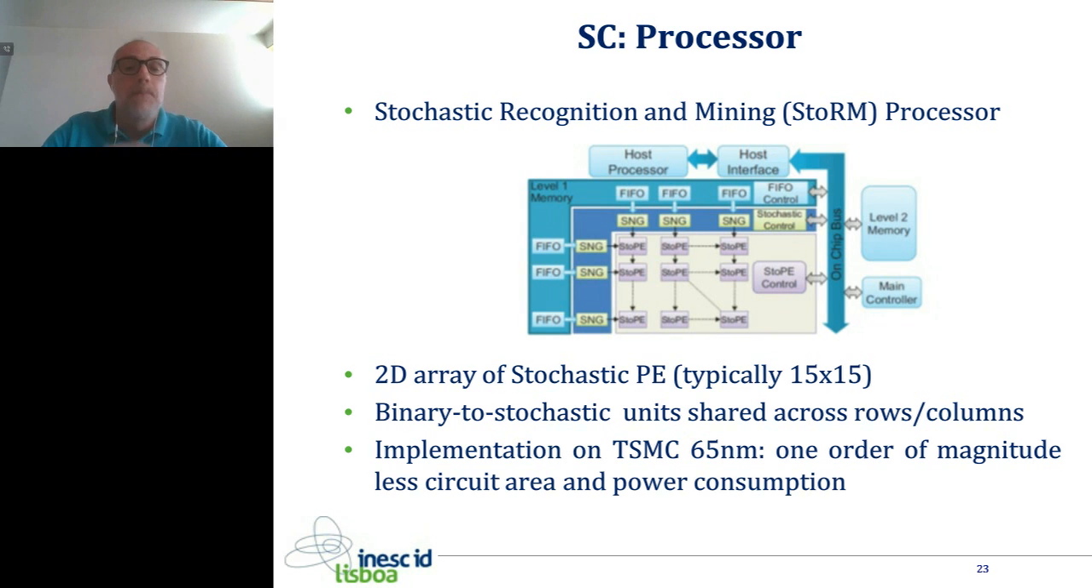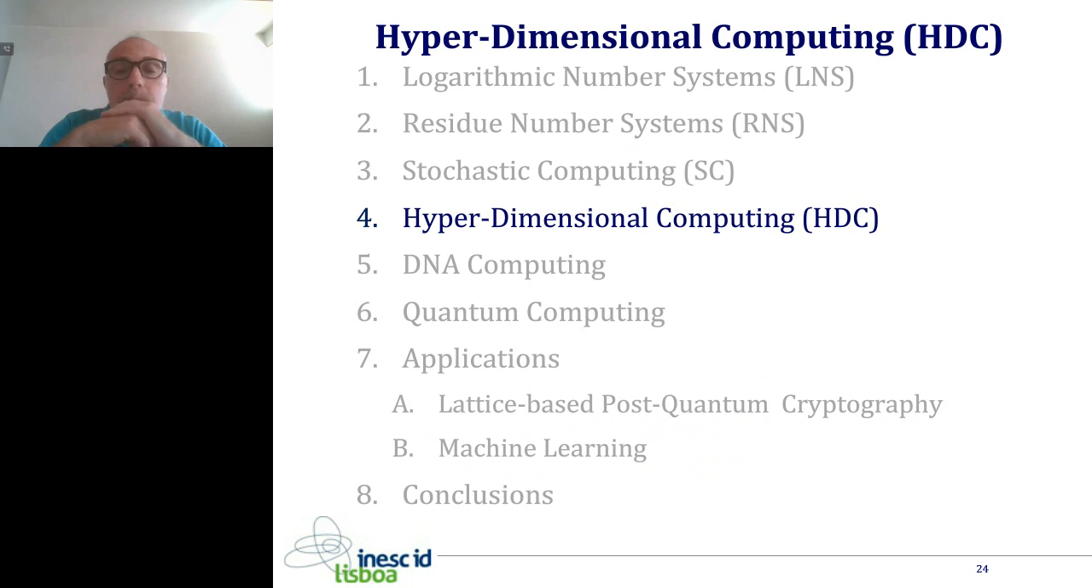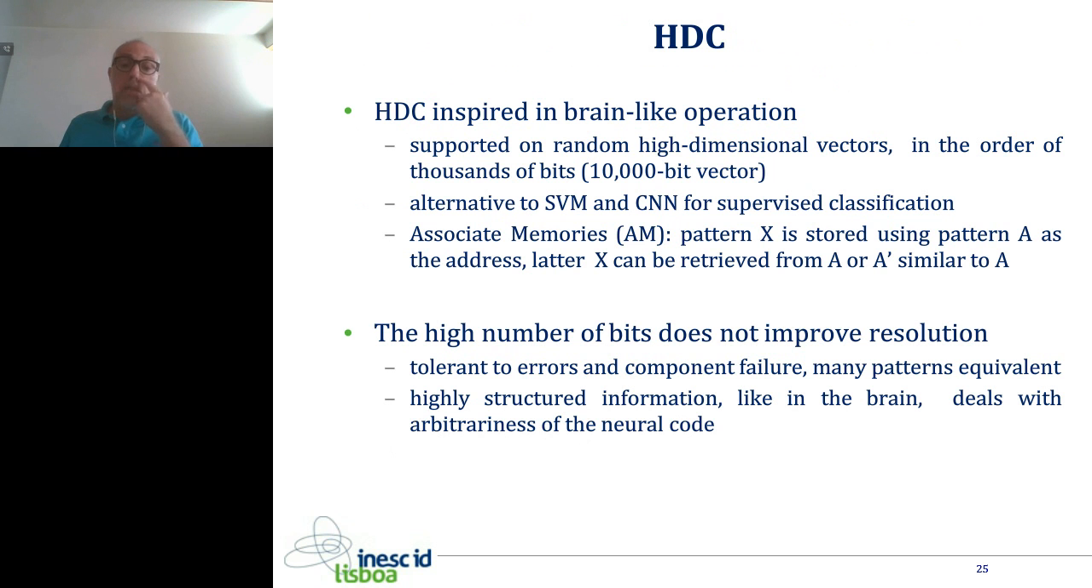So let's just go to the last type of unconventional arithmetic that I would like to talk with you about. Real unconventional arithmetic, which is hyperdimensional computing. Hyperdimensional computing is inspired by brain-like operation. For that type of computation, you have random high-dimensional vectors. Typically, you have a 10,000-bit vector, or this order of magnitude. And this is a real alternative to support vector machines and convolutional neural networks for certain types of classification.